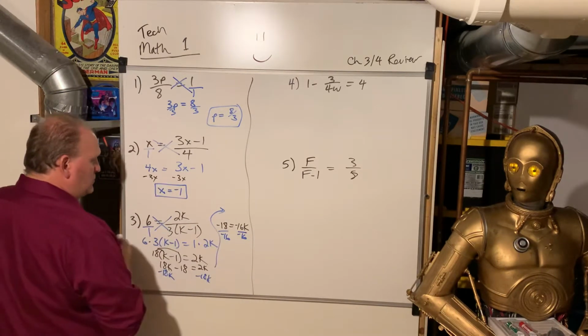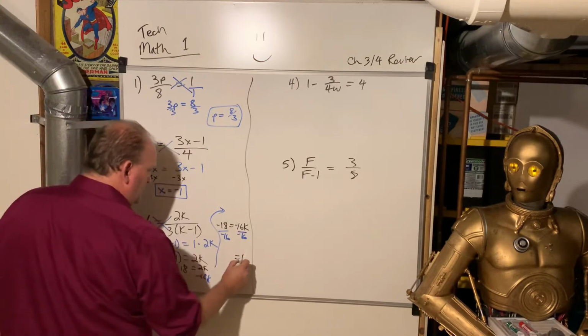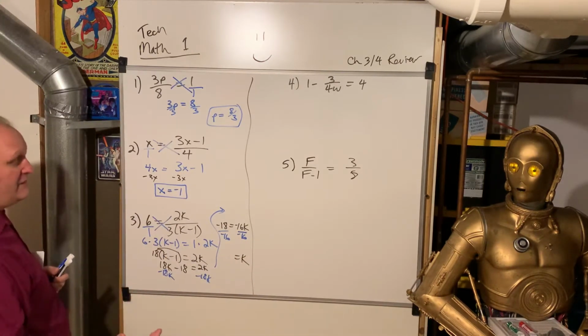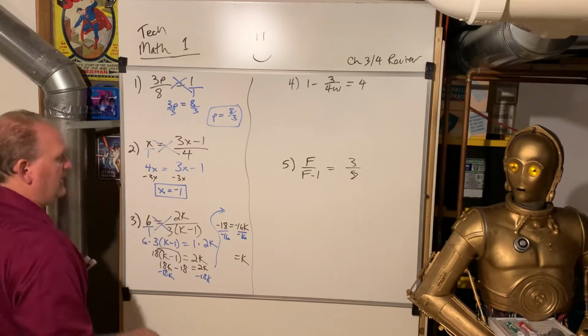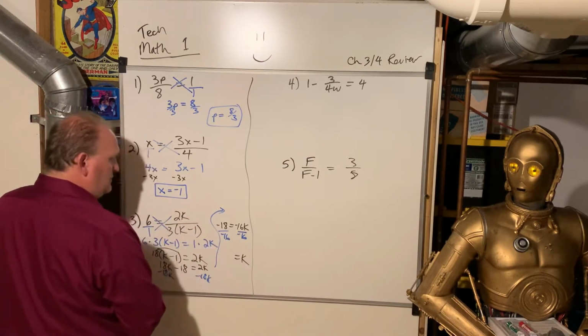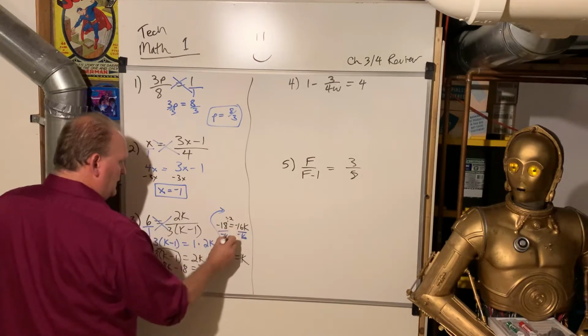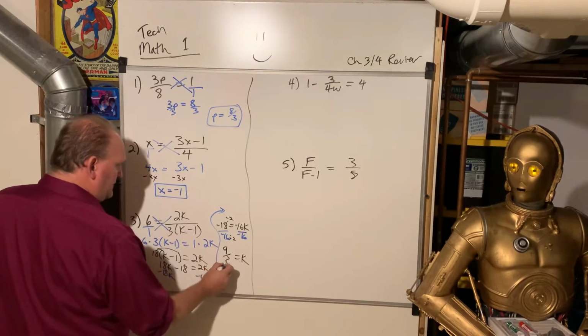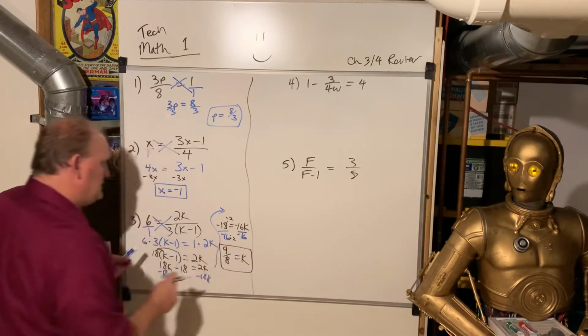And now we want to just reduce it to lowest terms. So 18 over 16 is a negative divided by a negative, which is a positive. And then divide by what? 2 and 2. So 9/8. So k is equal to 9/8.